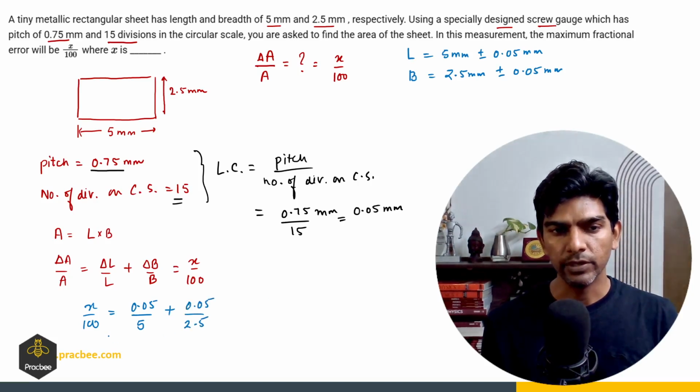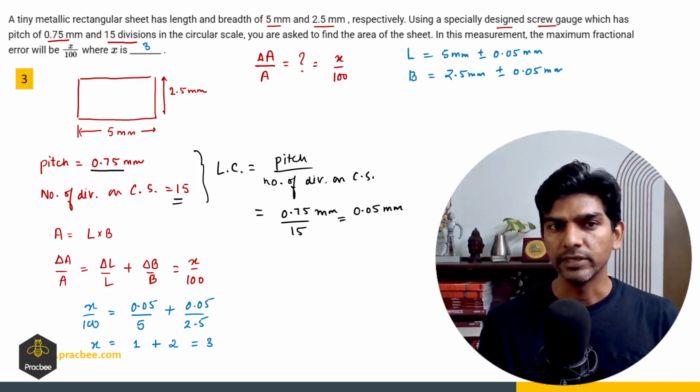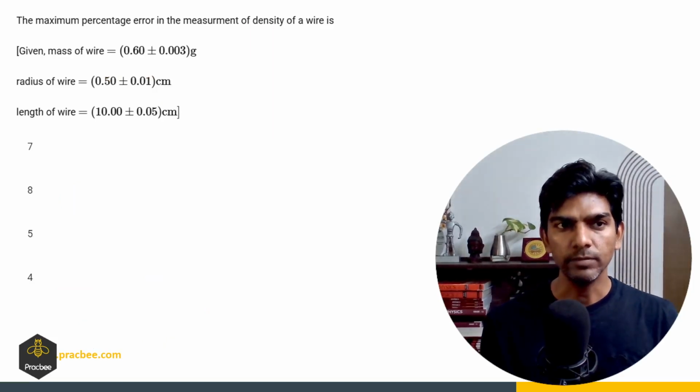Now let us multiply throughout by x. So x will be 1 plus 2, which comes out to be 3. So 3 is the answer of this question. Same type. So 3 is the answer. Now let us see the next question.